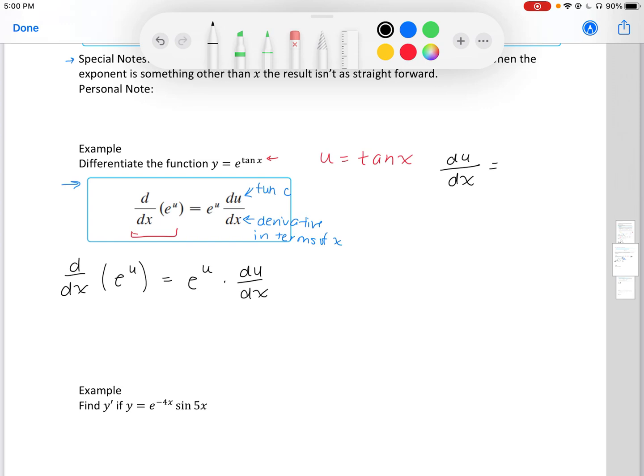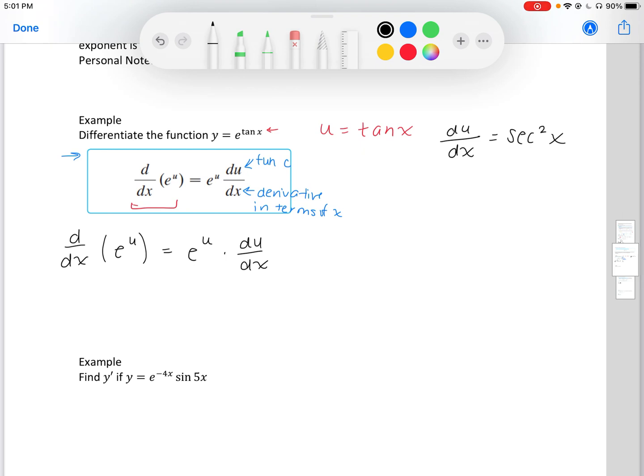Now for the derivative of tangent of x, you have to recall your rules of trigonometric derivatives. The derivative of tangent is secant squared. Again, it's just a definition. So let's make those replacements.